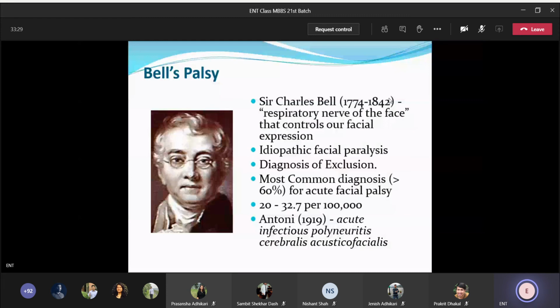It is a diagnosis of exclusion. We have to rule out the other causes of facial nerve palsy: no trauma, no tumor, no infective causes. After ruling out all the causes, this is the diagnosis of exclusion. And it is the most common cause of acute facial palsy. It occurs in 20 to 32.7 per 1 lakh.